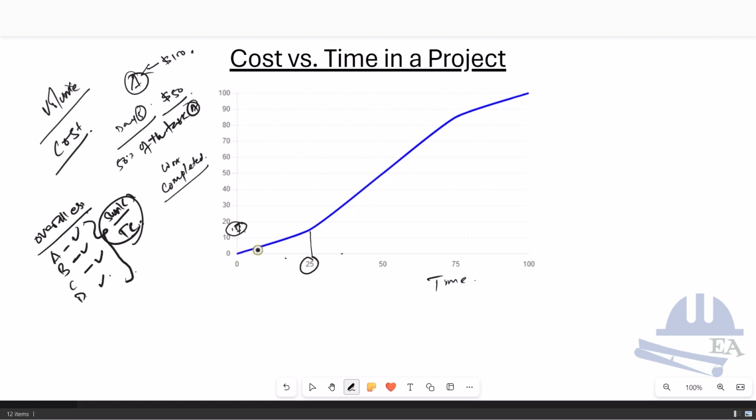That is why the shape is a little bit flat. It's not a linear relationship. So if it was a linear relationship, then at 25% of the time, the work completed should have been somewhere here, that is 25%, but it's not like that. So why is there slow progress in the beginning? It's because there are a lot of things happening.